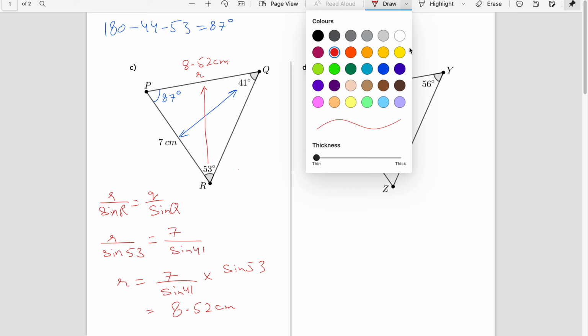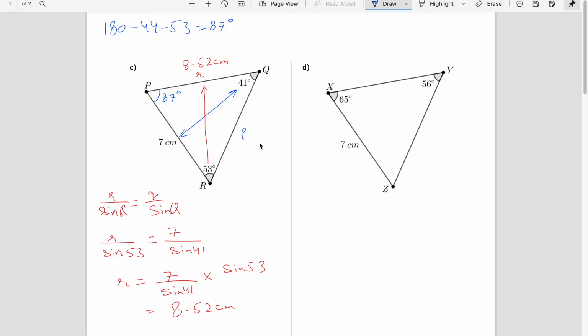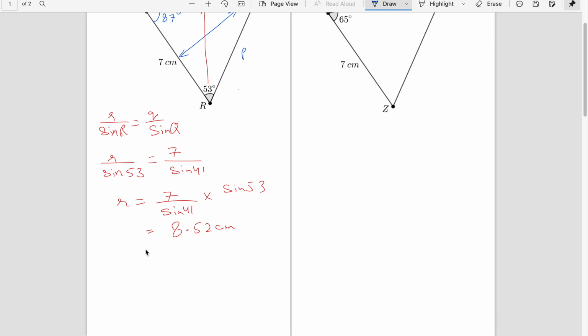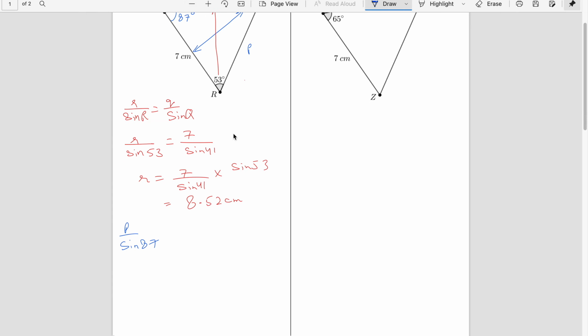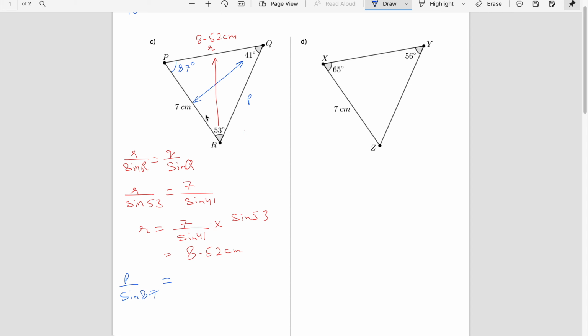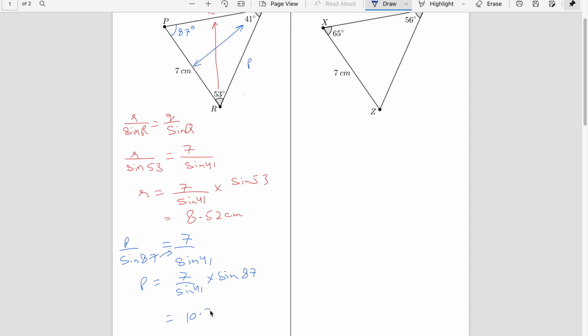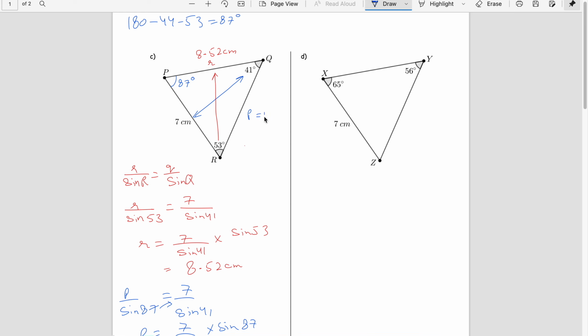Now going for the third side, let me call it P. So P over sine 87. Let's minimize this so we can see the whole diagram. And the other known pair is 7 over sine 41. So again cross multiply. P is equals to 7 by sine 41 times sine 87. So using your calculator, the length is 10.7 centimeters for this.